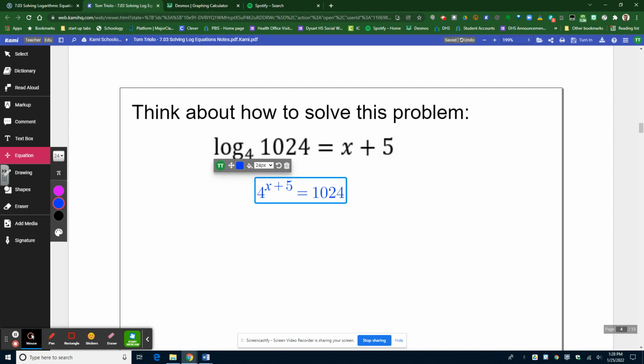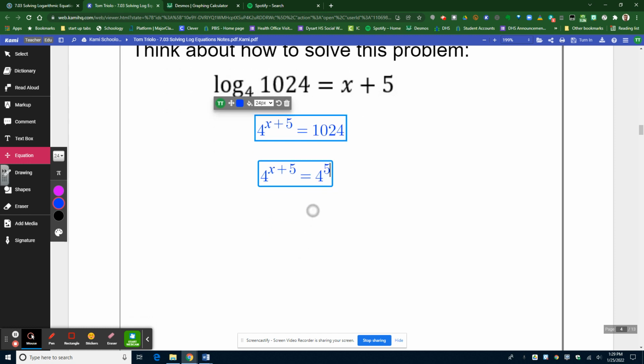I'm going to do a little Control A, Control C, Control V action. Look on your card. What row should you look on? The 4th row, because I'm on base 4. What column is 1024 in? 5th. So I change my 1024 to 4 to the 5th power. Now since my bases are the same, my exponents will be the same. So x plus 5 equals 5.